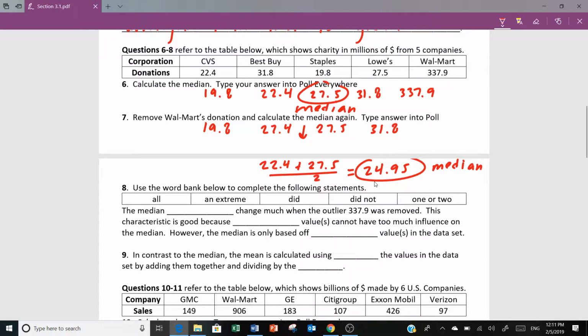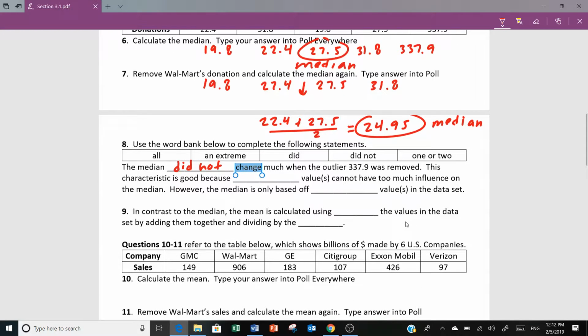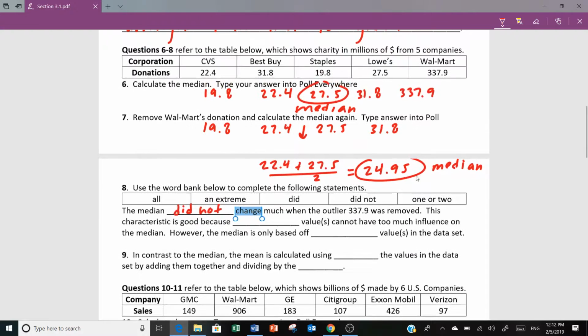Okay, let's go ahead and share our answers. The median blank changed much. Did the median change that much? No, so it did not. The median did not change much when the outlier was removed. What's an outlier? An extreme value, meaning it's very far away from the other values. Was Walmart's donation like really a lot bigger than the other ones? Yeah, it was like really huge.